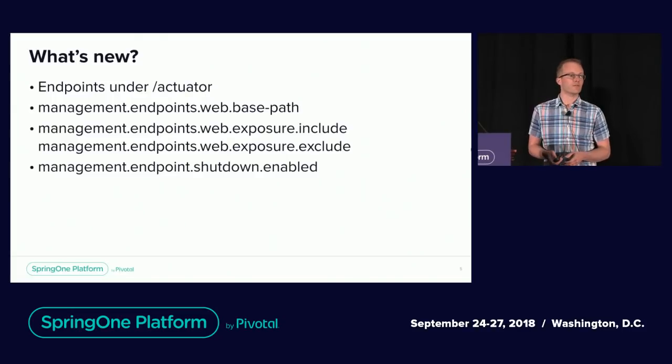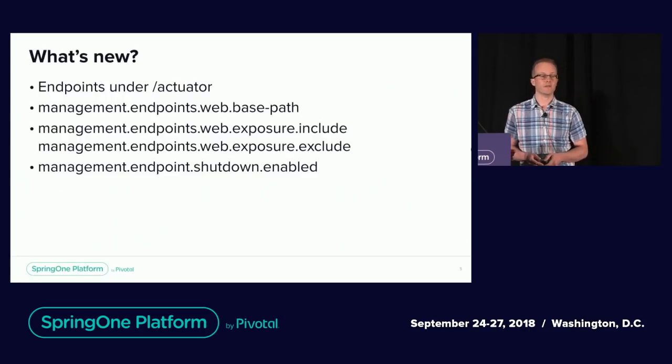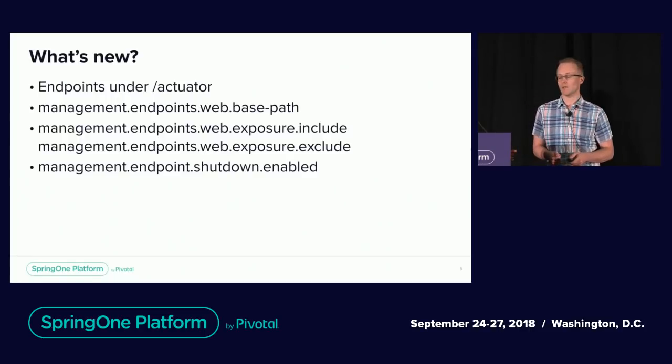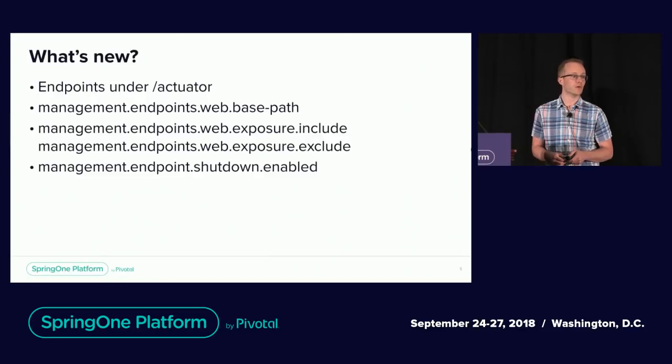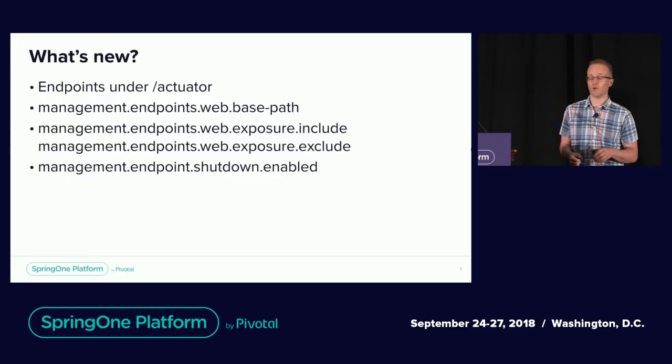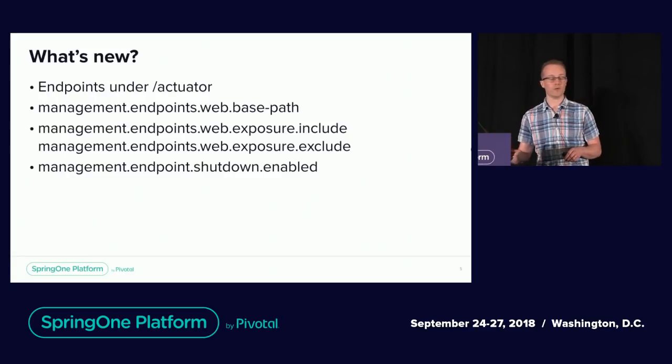All of the endpoints have enabled properties, and all of them are enabled by default other than the shutdown endpoint. So you can set management.endpoint.shutdown.enabled. That one defaults to false. You can set that to true if you wish to enable the shutdown endpoint. And equally, if you wish to disable any of the other endpoints, then you can use management.endpoint.<ID of the endpoint>.enabled, and set it to false to switch them off.